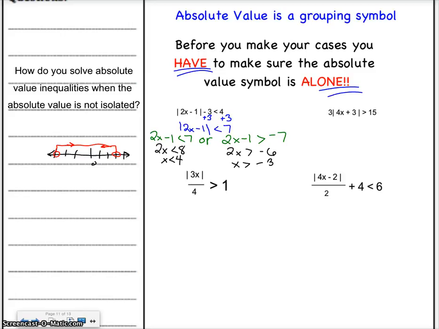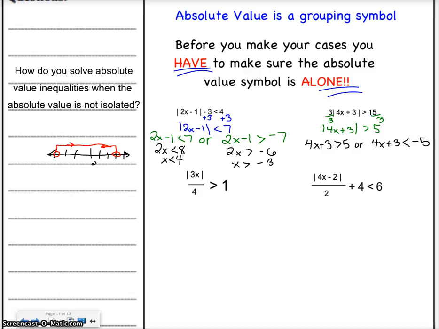Identify the match there. Divide both sides by 3. Why am I dividing by 3? Because the absolute value needs to be by itself. And then you get absolute value of 4x plus 3 is bigger than 5. Now make my cases. 4x plus 3 is bigger than 5. Or, now I need to flip because I'm making it negative. You got to M, D, and F. Or 4x plus 3 is smaller than negative 5.